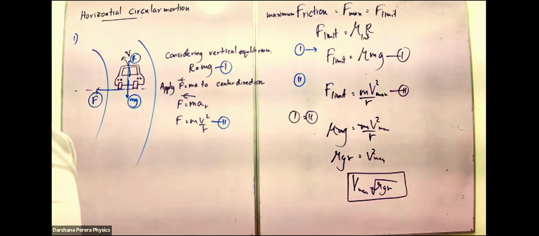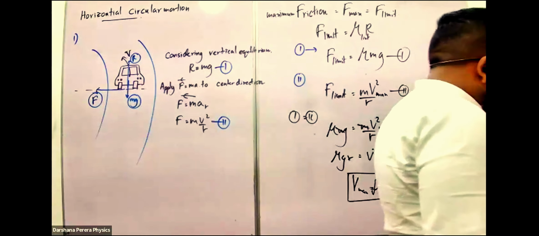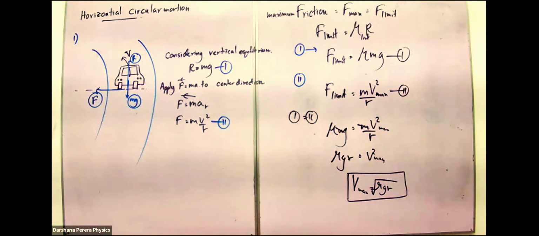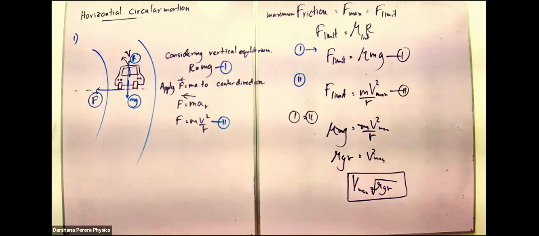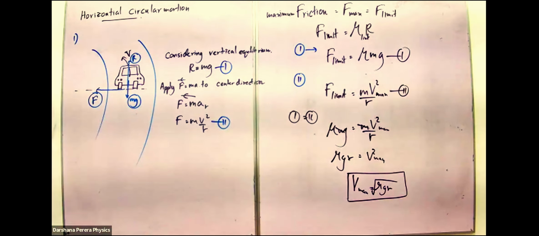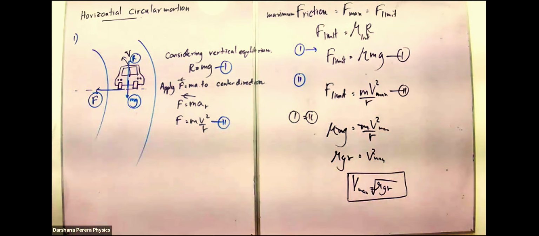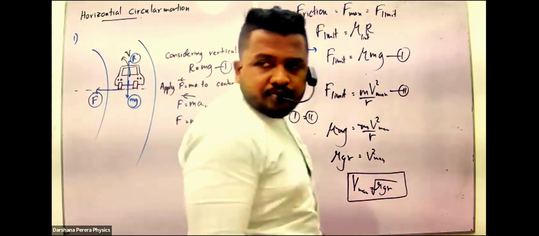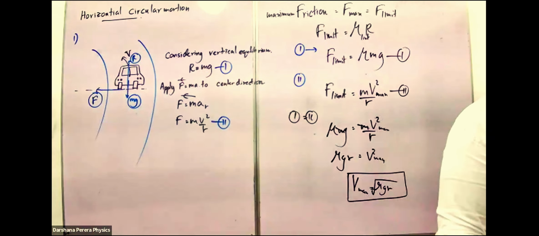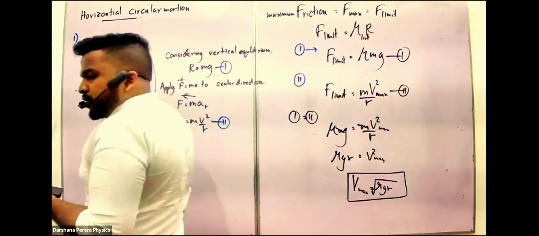Right. Then when mu decreases, Vmax also decreases. In brackets, road in wet condition.